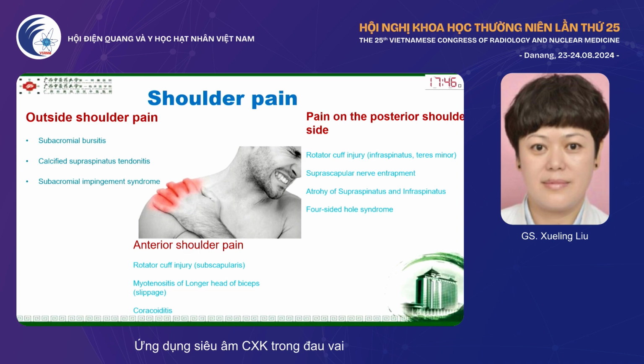Shoulder pain in different parts may be different injuries. For example, pain on the outer shoulder may be subacromial bursitis, and pain on the posterior shoulder may be a rotator cuff tear injury. Anterior shoulder pain may be a rotator cuff injury and or biceps tendon injuries.